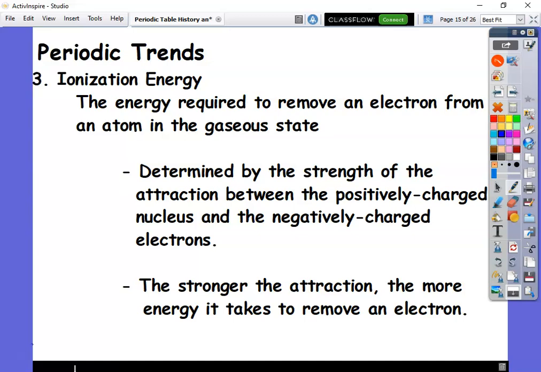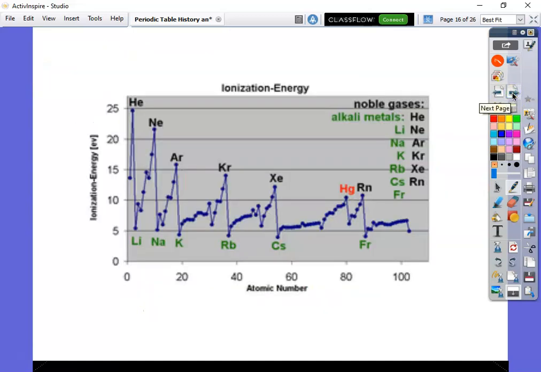And also we're going to think about how the stronger the attraction is between the positives and negatives, the more energy it takes to remove an electron from that particular atom. So if we look at a graph of the ionization energies, we will see a jaggedy sort of curve, but at the very top we have the noble gases.